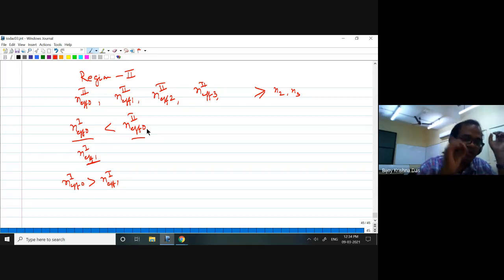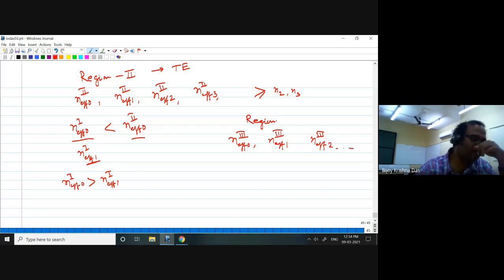So I'm just again solving for the TE solutions of the 1D waveguide. Now region 3. In region 3, I will be getting again n effective 0 for region 3, n effective 1 for region 3, n effective 2, and so on. So same logic, yeah.